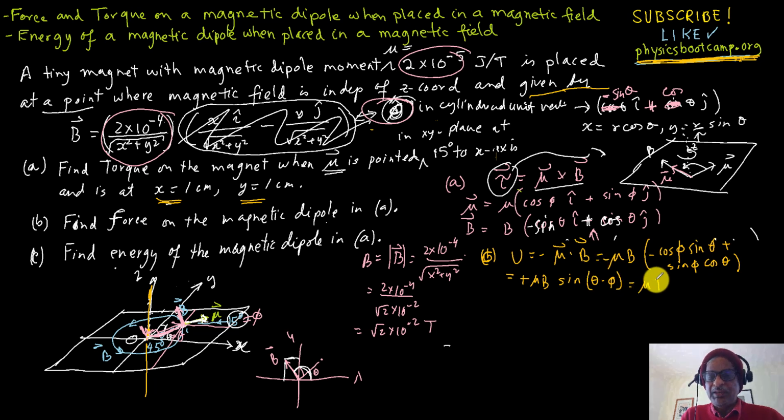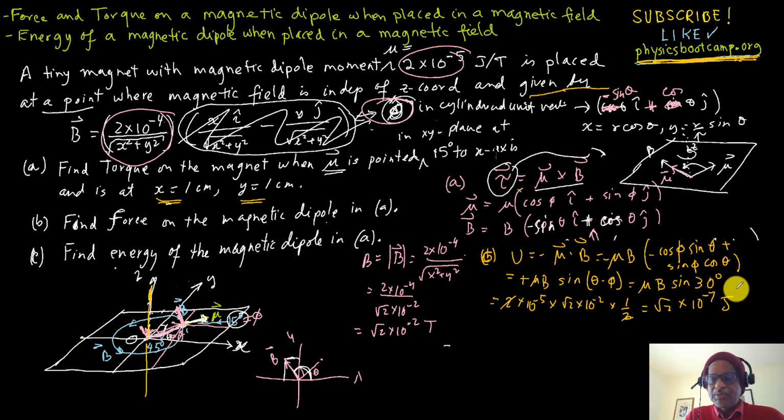So this is mu times B times sine 30 degrees. And we already know mu and B, and sine 30 degrees is half. Mu is 2 times 10 to the minus 5, and B is square root of 2 times 10 to the minus 2, and this is half, and so this is just square root of 2 times 10 to the minus 7, and this is going to be joules. It's very simple, right? Once you figure out mu and B, this notation works out very nicely for us.